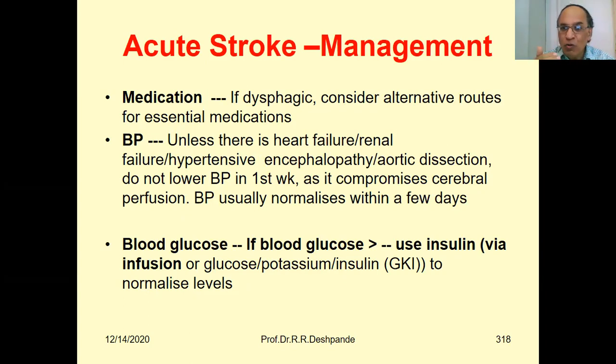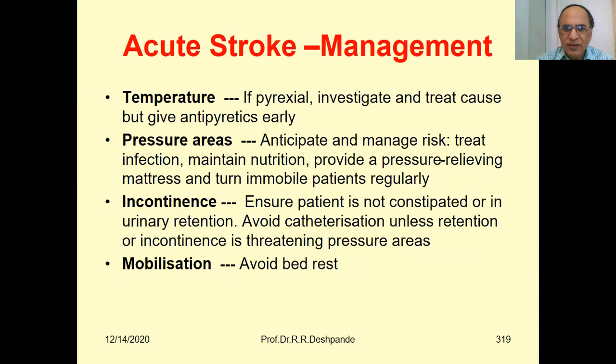Okay. Blood glucose. If blood glucose is too high, 500, 1000 milligram per 100 ml, use the insulin through the infusion or that particular pump. Glucose, potassium, insulin to normalize the levels. Temperature. If there is a hyperpyrexia or the blood temperature is high, treat the cause and give the antipyretic very early because cerebral damage may be increased.